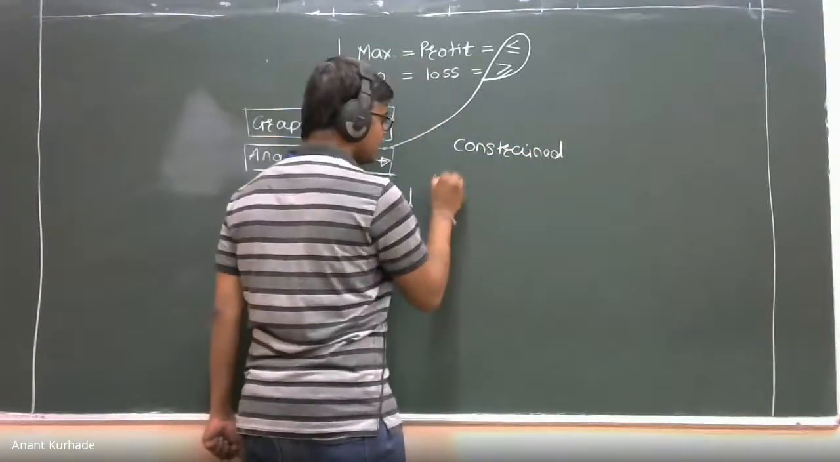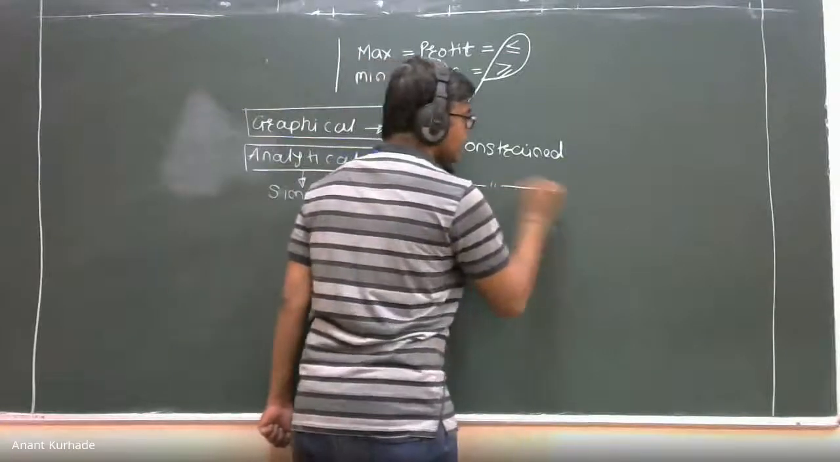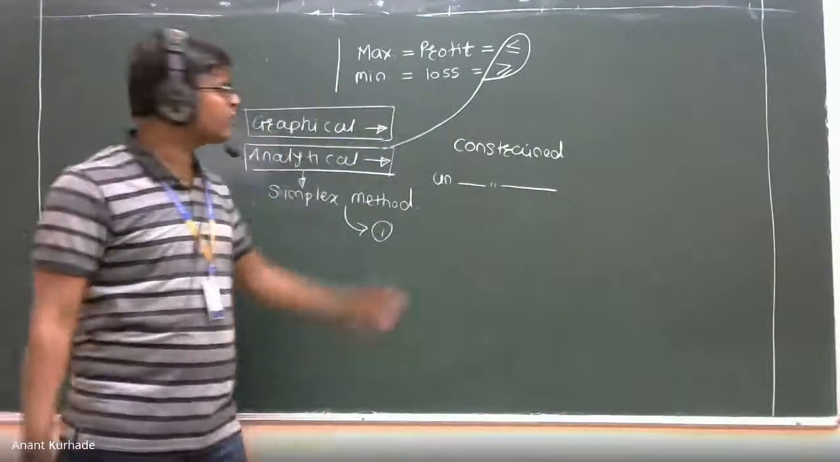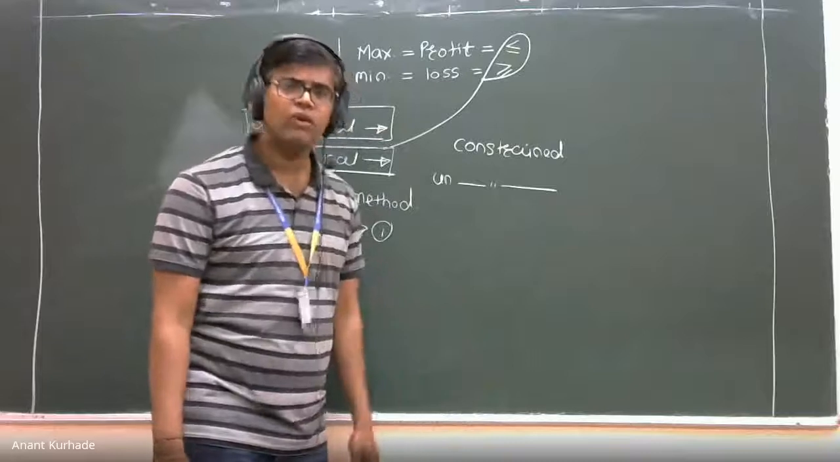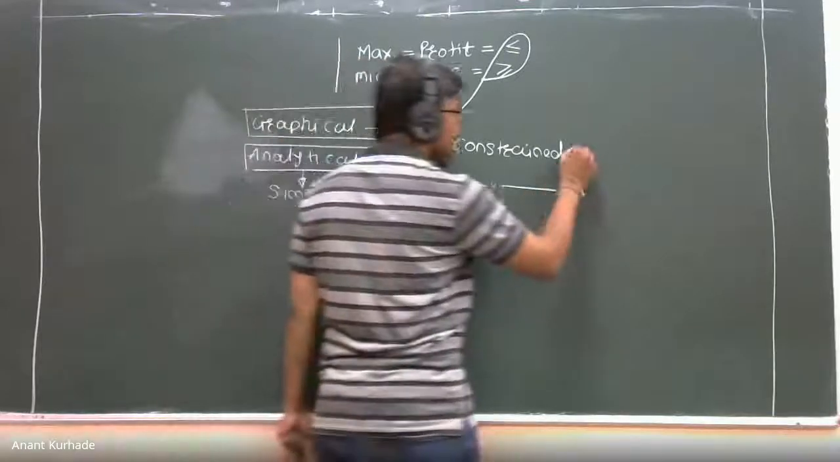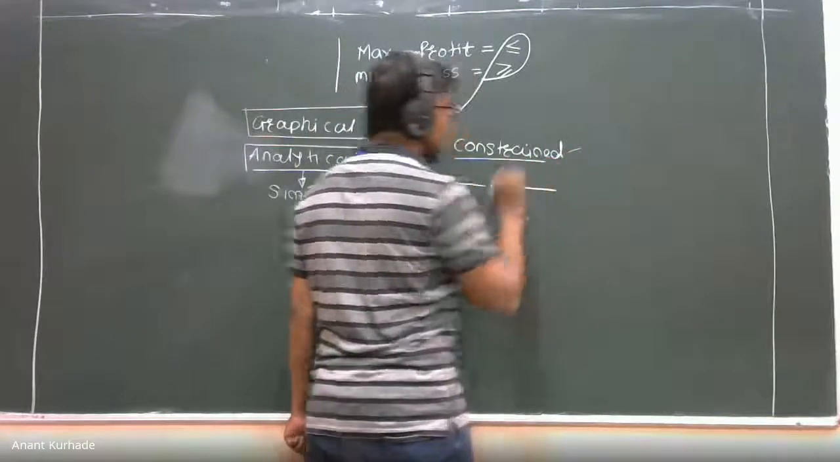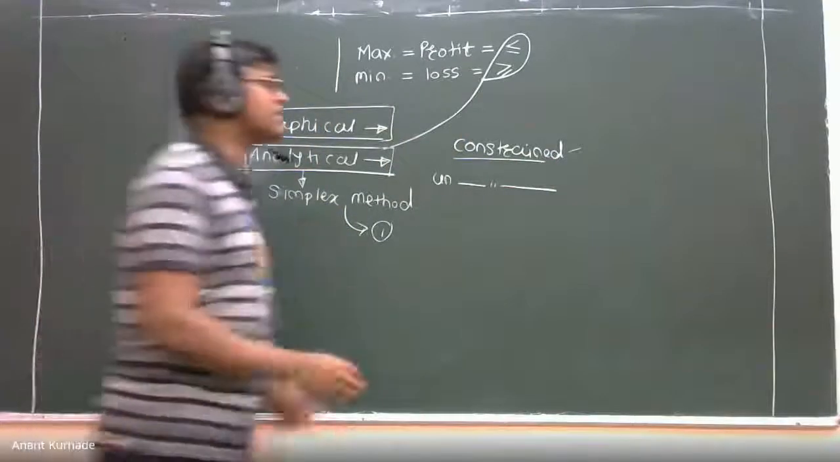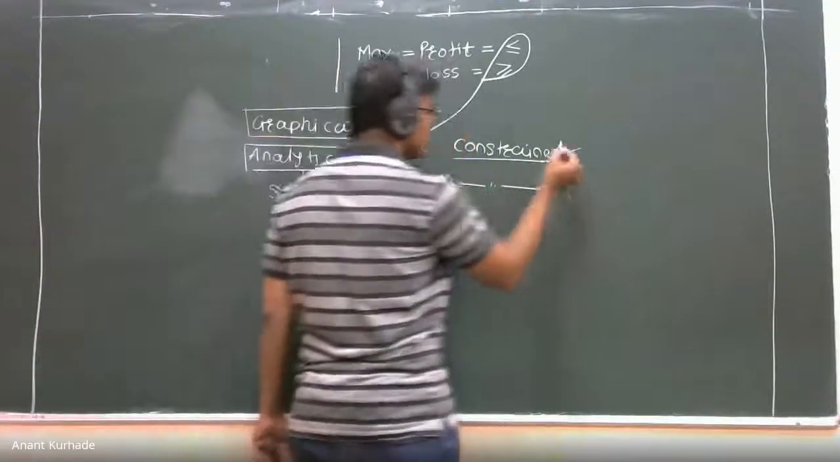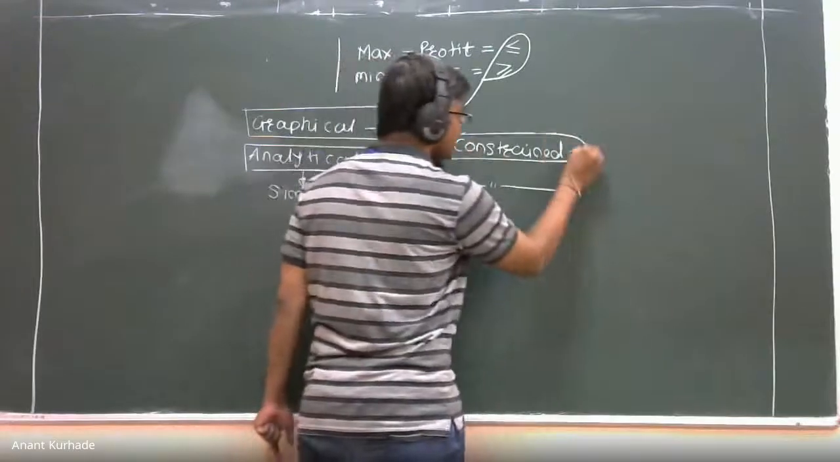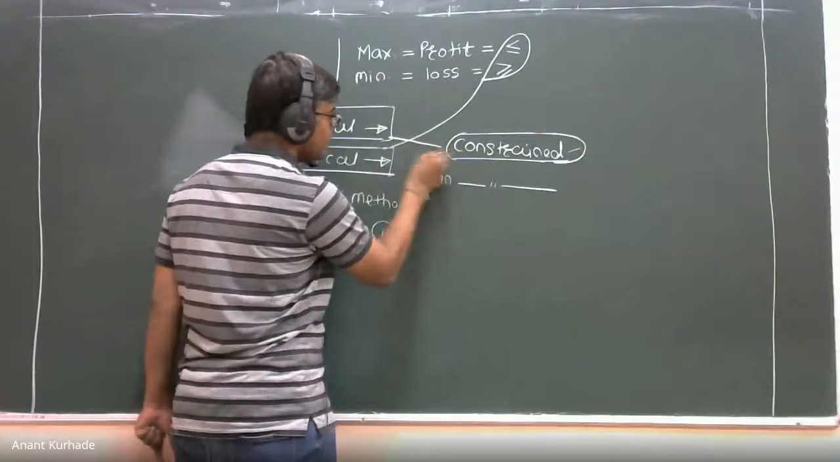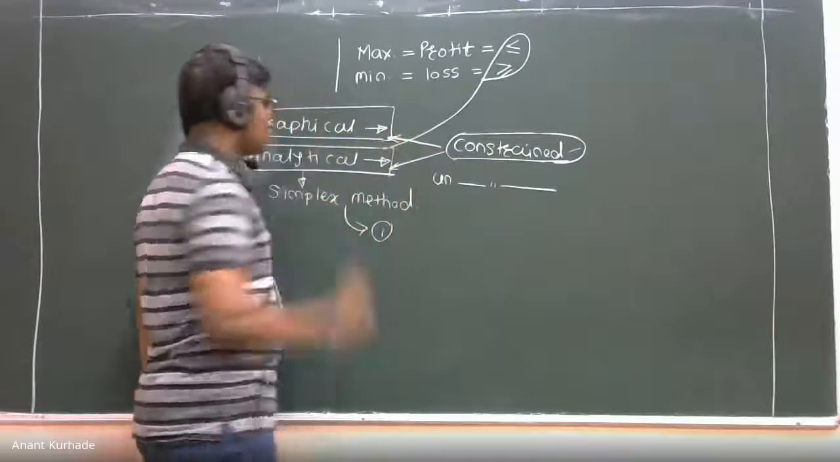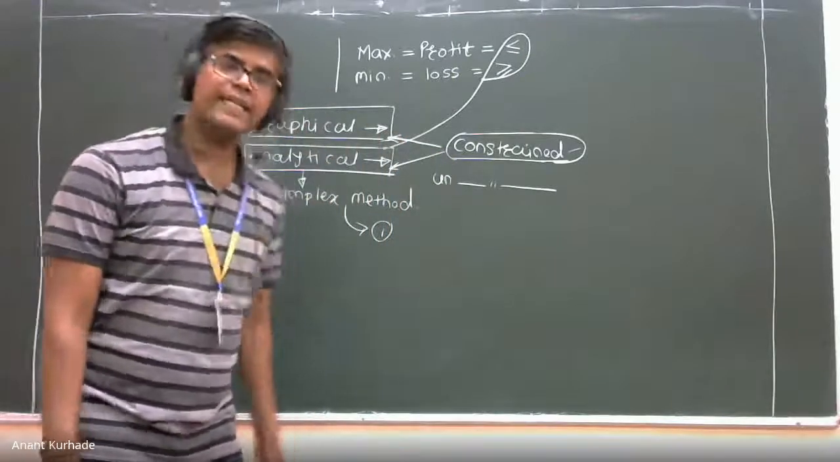Constrained optimization and unconstrained optimization. So what does constrained optimization mean? That problem has one or more constraints, so there are limitations. We can solve constrained optimization by using these two methods: graphical method and analytical method.